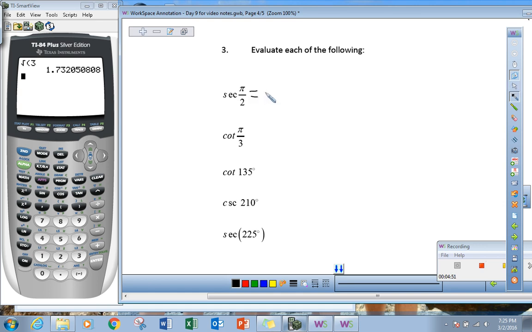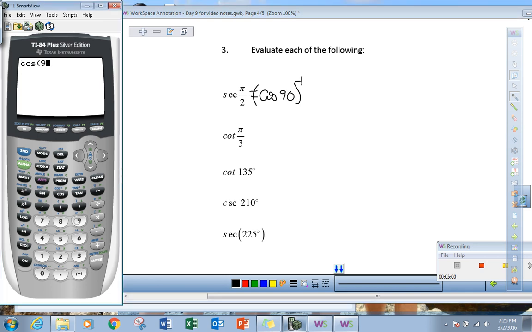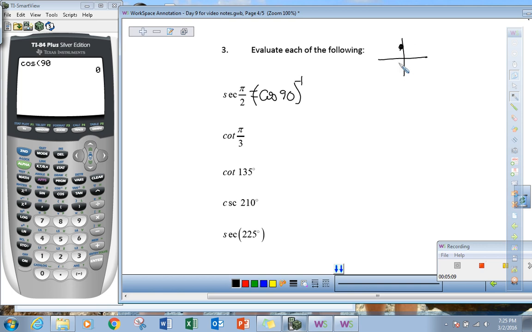I could think of this as the cosine of 90, whatever that answer is, the reciprocal of that. Well, if I come in here and get the cosine of 90, notice my calculator tells me it's 0. Also, if you think about it, 90 degrees is right there. The x value at 90 degrees is 0. So I've got the inverse of 0, which becomes something like 1 over 0, which is undefined. So the secant of pi halves does not exist.